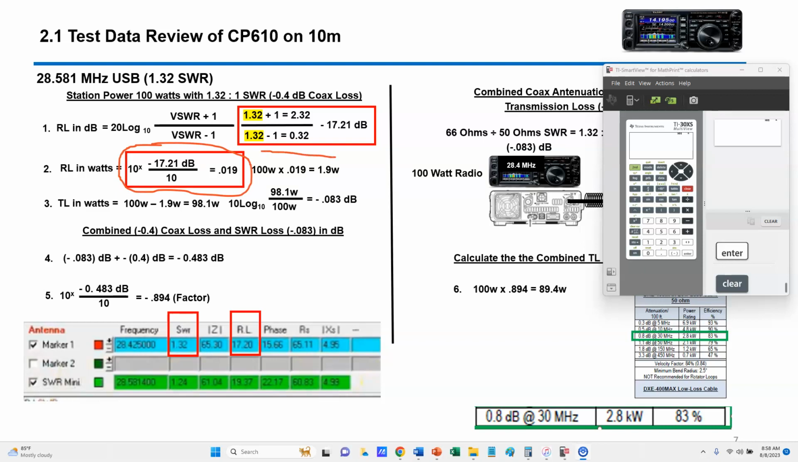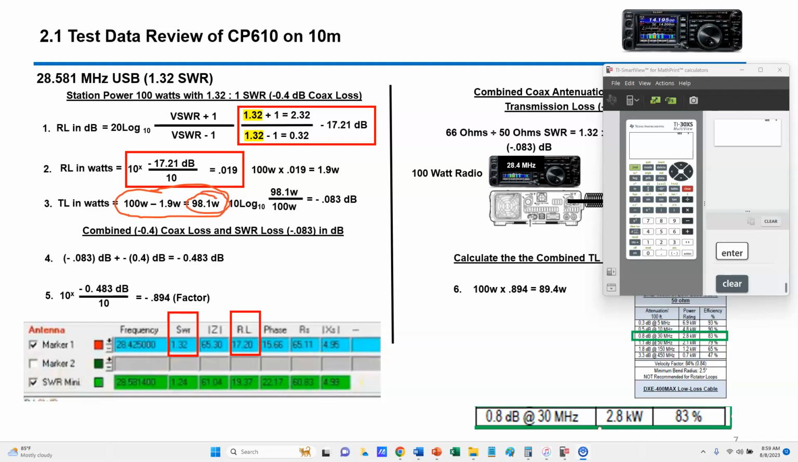That factor is important because now you can take any power, for example, in this example, 100 watts. With this factor, that's going to give me a power loss of 1.9 watts with an SWR of 1.32. So if you have an SWR of 1.32, doing this math, you can determine you're getting 1.9 watts reflected back to the radio. So if that's what's coming back to the radio, we need to know how much is going to the transmission line to the antenna. That's actually very simple. You take your 100 watts and you subtract the 1.9 watts, and that gives you 98 watts.